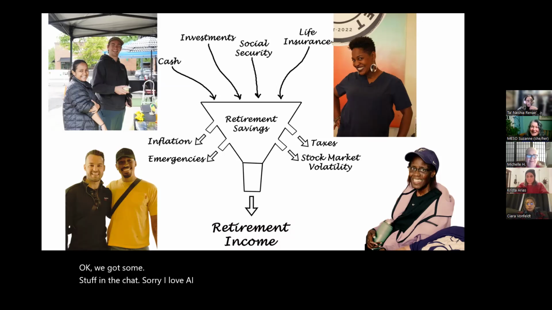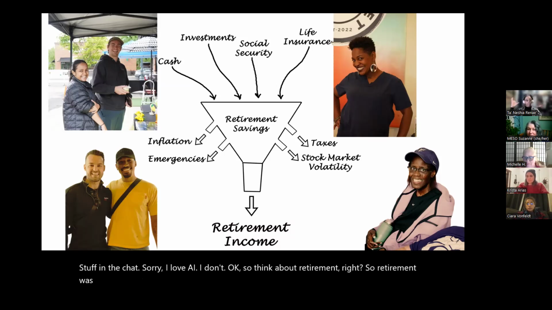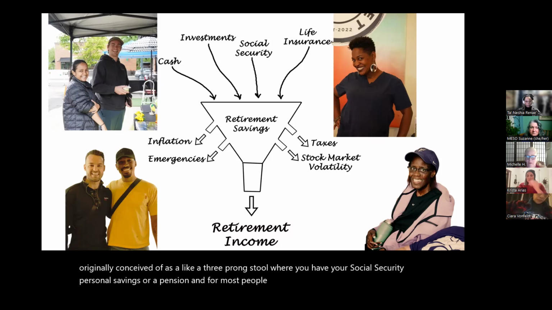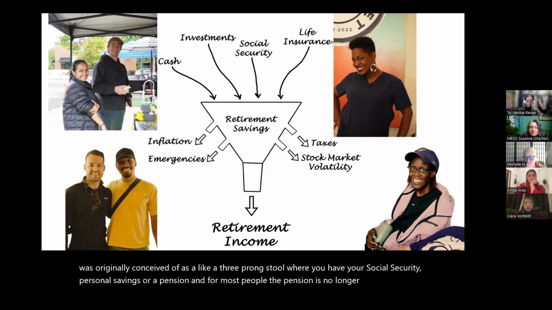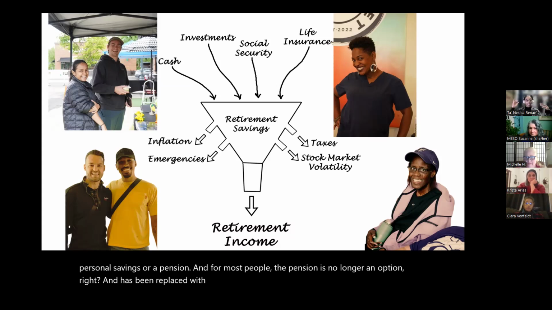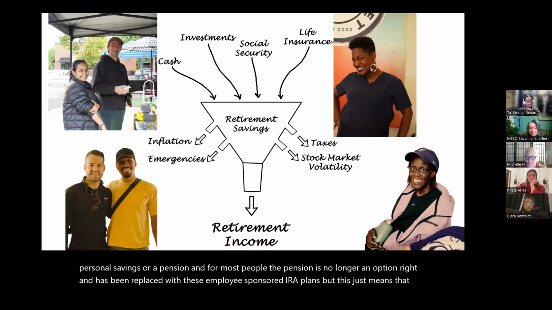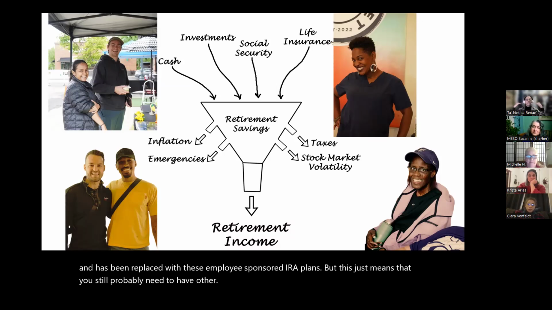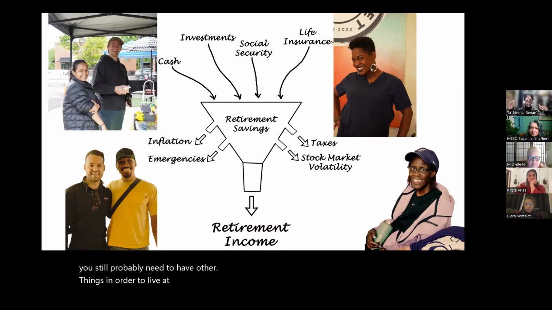Okay, so think about retirement, right? Retirement was originally conceived of as a three-pronged stool where you have your Social Security, personal savings, and/or a pension. For most people, the pension is no longer an option and has been replaced with these employee-sponsored retirement plans. But this just means that you still probably need to have other savings in order to live at your current lifestyle when you stop working.